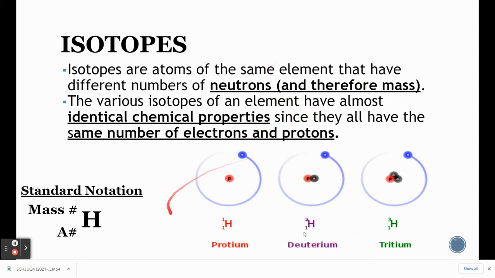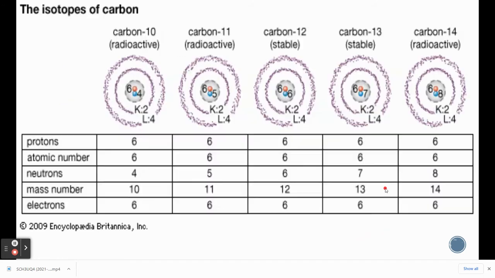So these are isotopes of hydrogen, and they do have different names if you want to get technical. Protium, deuterium, tritium are all different names for the isotopes of hydrogen. And this is just one particular example.